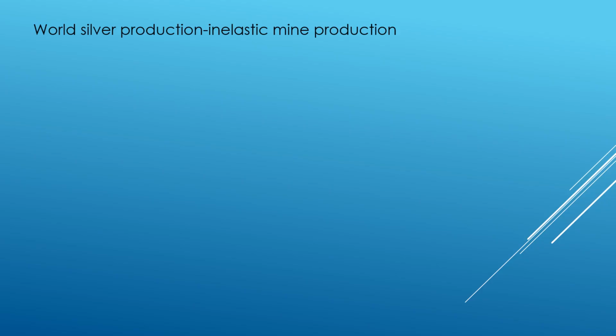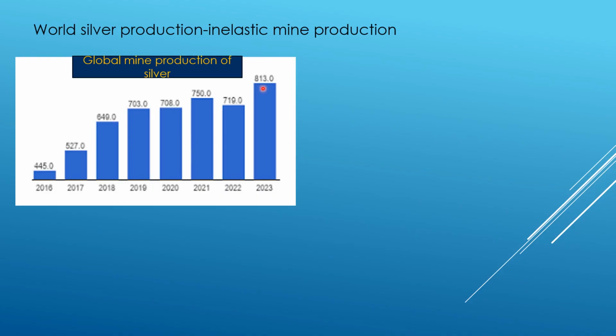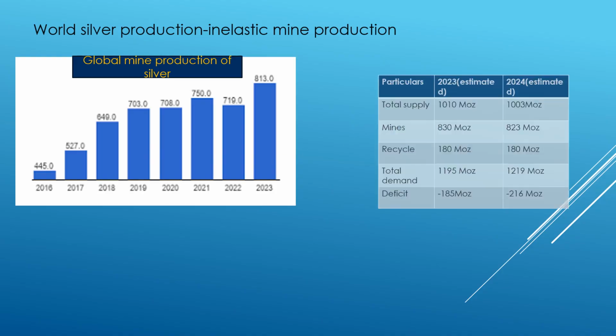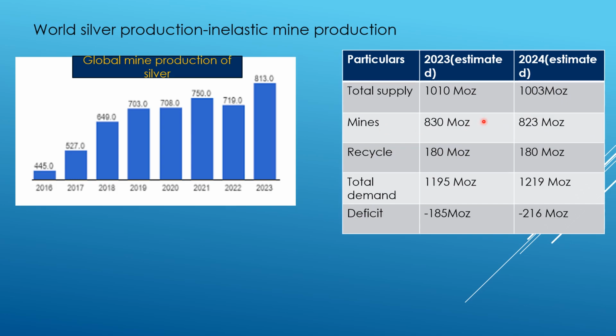Now, world silver production, its characteristic is inelastic mine production. Global mine production of silver. The graph shows the global mine production of silver, which has been hovering around the same level since 2019. However, it witnessed a slight jump in 2023. This shows the 2023 and 2024 estimated total supply of silver, with the total demand witnessing a slight increase and the deficit of around 200 million ounce.